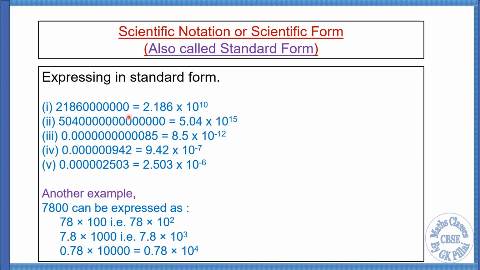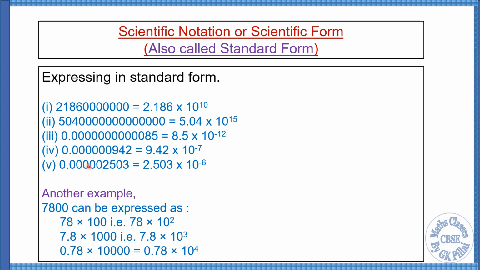2186 and this many zeros. We will write 2.186 into 10 to the power of 10. From 1 onwards till here, if you count, there will be 10 digits. So 10 to the power of 10. 504 and this many digits, you should write 5.04 into, start counting from here, then you reach this 0. So there will be 15 digits. So we will write 5.04 into 10 to the power of 15.